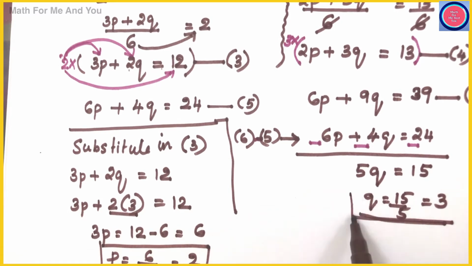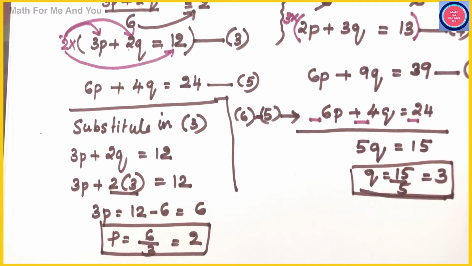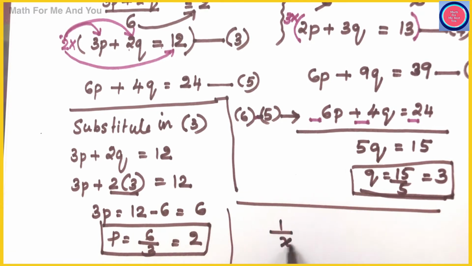But the question is not with p and q. P and q, we have selected these two variables. We need to get x and y. For that, we have to look at what is p and what is q. We have taken p as 1 over x. Do you remember? We took 1 over x as p. And now what is the value of p? It is 2. We get 1 over x equals 2.